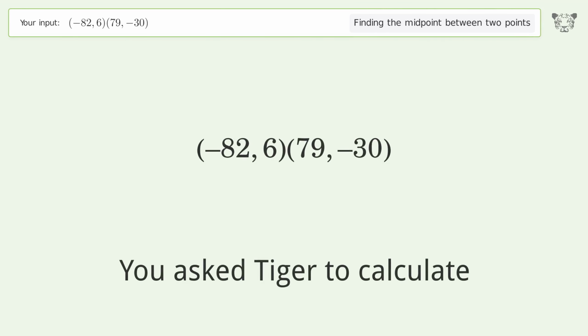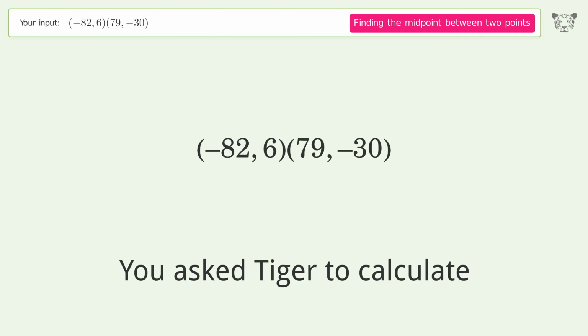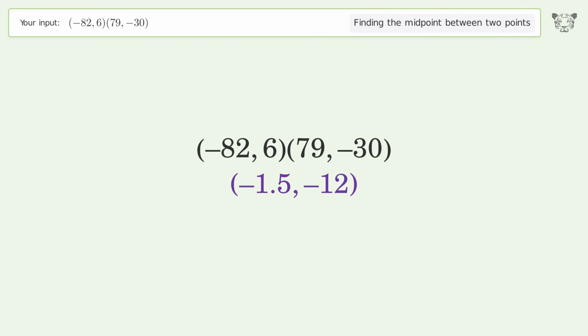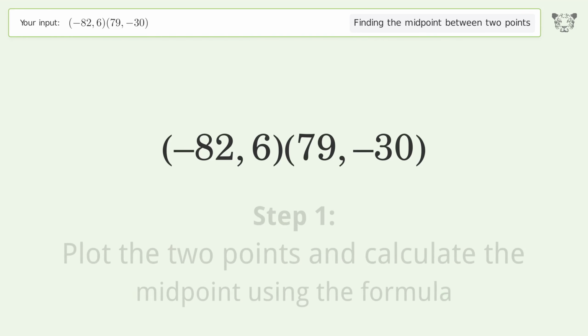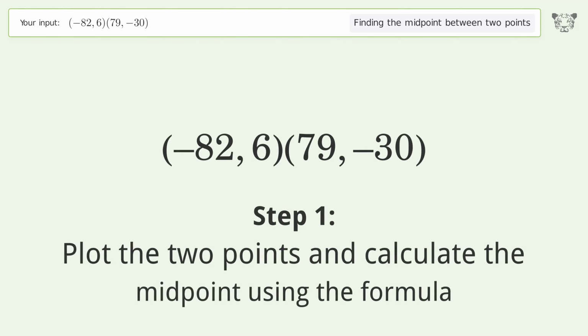You ask Tiger to calculate. This deals with finding the midpoint between 2 points. The midpoint between the 2 points is -1.5, -12. Let's solve it step by step. Plot the 2 points and calculate the midpoint using the formula.